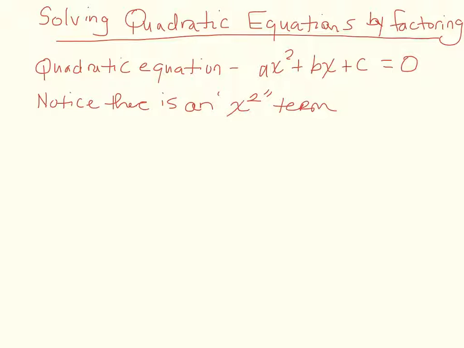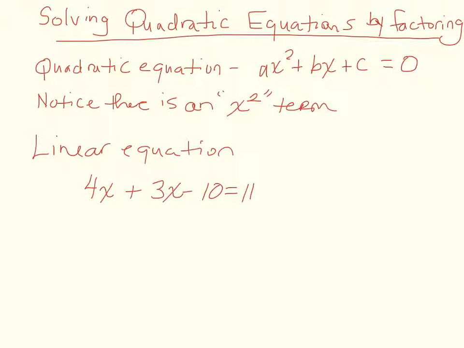Now, this is different than a linear equation. We've had a linear equation before. That's something like 4x plus 3x minus 10 equals 11. That's a linear equation. When we have linear equations, we only have an x term. We don't have anything that says x squared. Okay? So this is a linear equation.